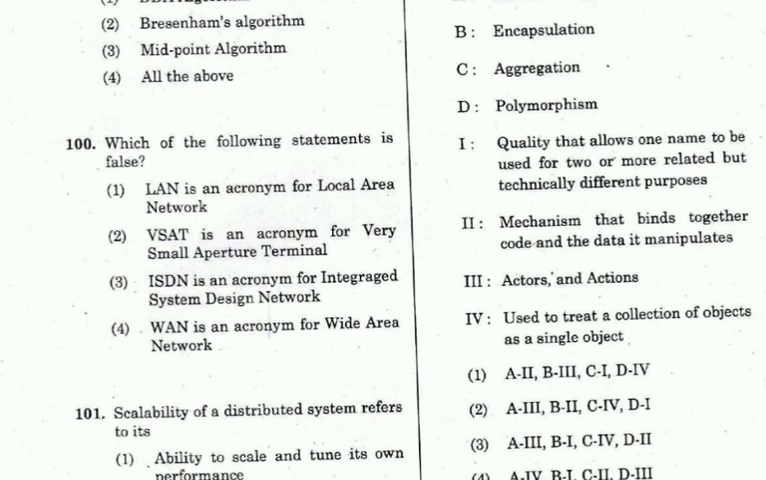Which of the following statements is false? So here LAN, VSAT, and WAN definitions are correct in the given statements. ISDN actually stands for Integrated Services Digital Network, not for Integrated System Design Network. So option 3 is the false statement, so it is the correct answer. LAN means local area network, VSAT means very small aperture terminal, WAN stands for wide area network. So option 3 is the correct answer.